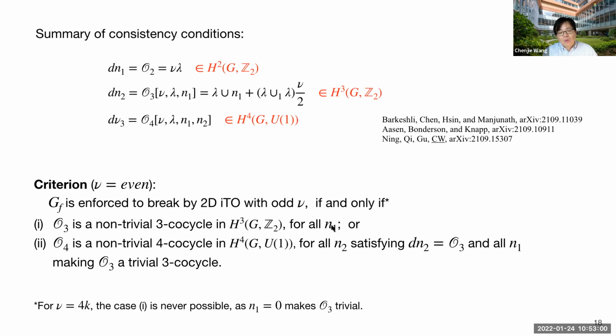Or if there exists some N1 such that this consistency condition is satisfied, then you go to the next layer of consistency condition. So then for any N1, and for all N2, we should have, if this O4, which I don't show the expression here because it's very complicated, is a non-trivial cocycle, then we have an incompatible case. Okay.